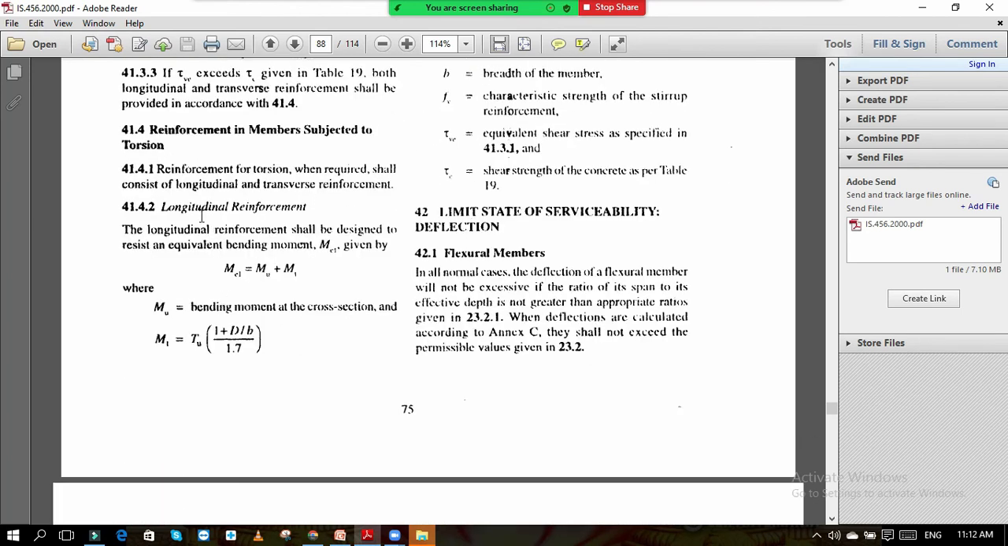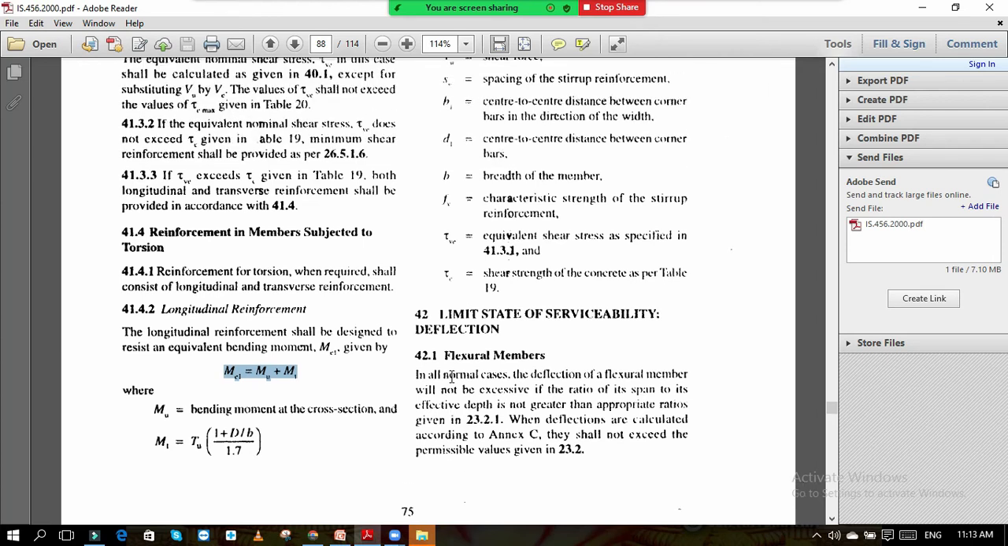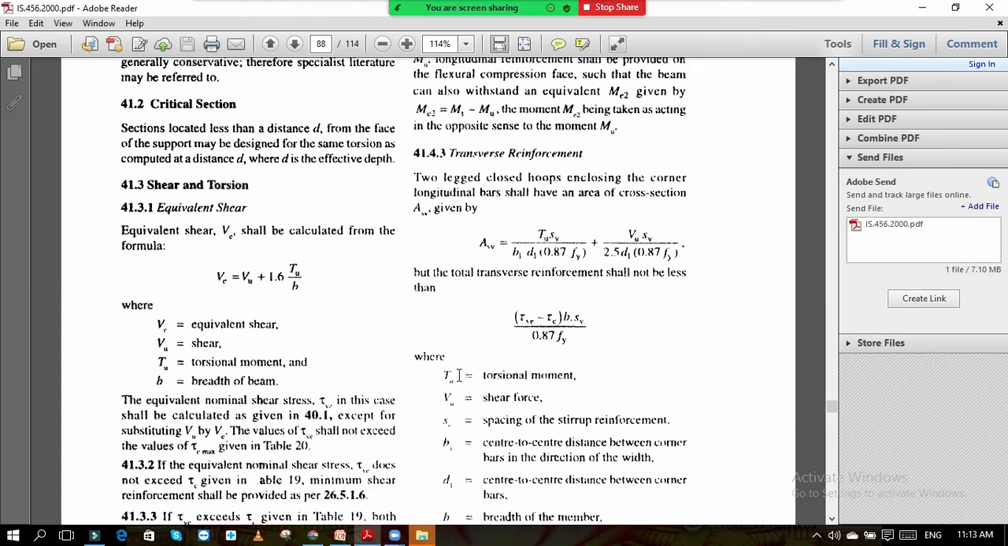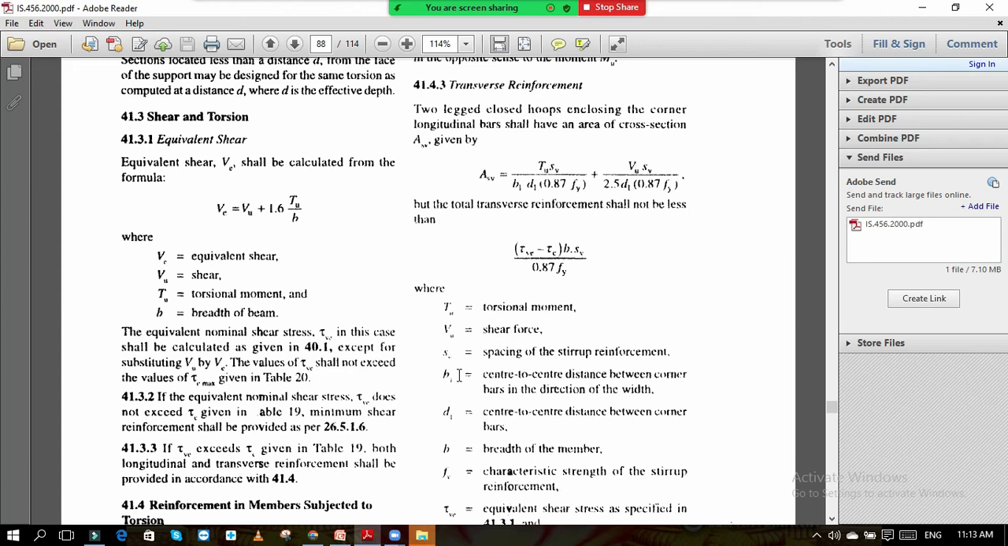This is the formula. This is, you can see, longitudinal reinforcement, and it is ME1 is equal to MU plus MT. So you have already provided the longitudinal reinforcement, that is 3 bars of 20 mm. Now the transverse reinforcement we have to design, and there we have chosen the two-legged 10 mm diameter stirrups. Okay, now spacing. Transverse reinforcement. Now we need to calculate the spacing of that by using this formula and this formula also.